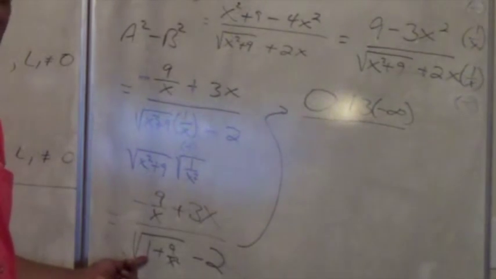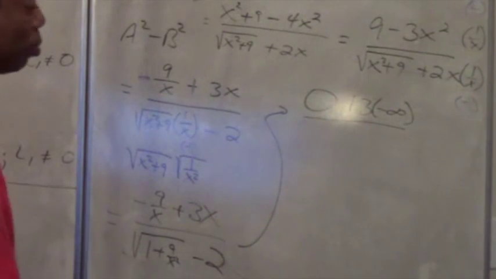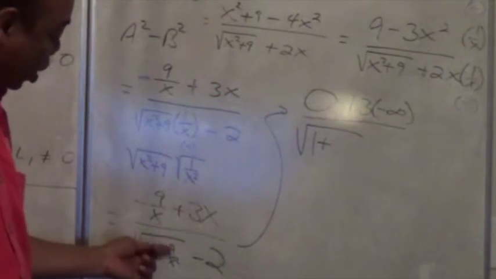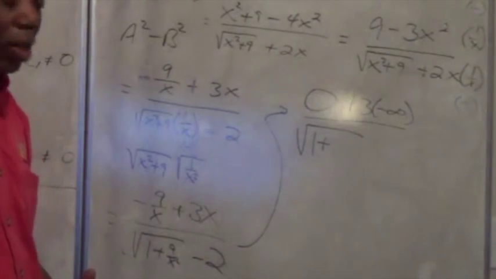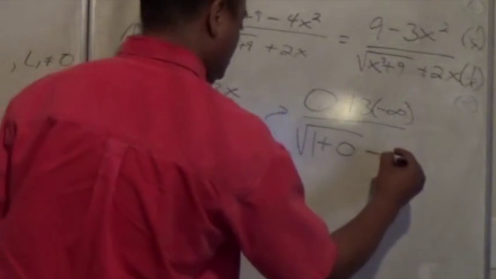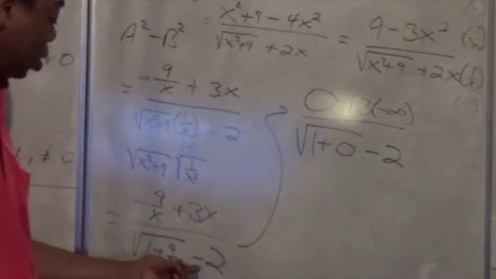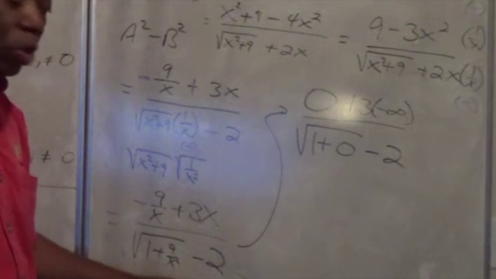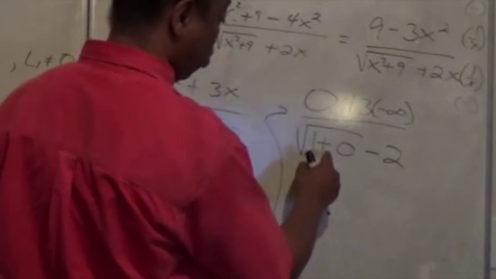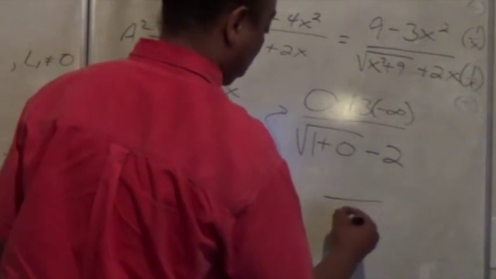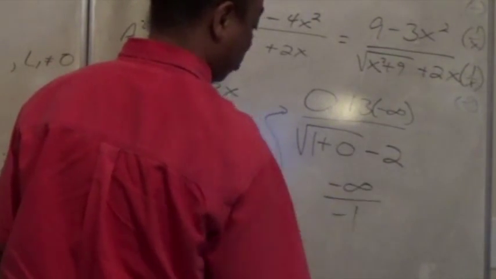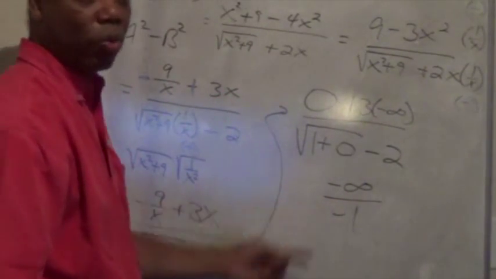One as it goes to infinity will be still 1 as x goes to infinity. And 9 over x squared as x goes to infinity will be 0. And the constant negative 2 stays negative 2. So what we have essentially here is a 1 minus 2, which is a negative 1, and a 3 times negative infinity, which is still negative infinity. So negative infinity divided by negative 1 will be positive infinity.